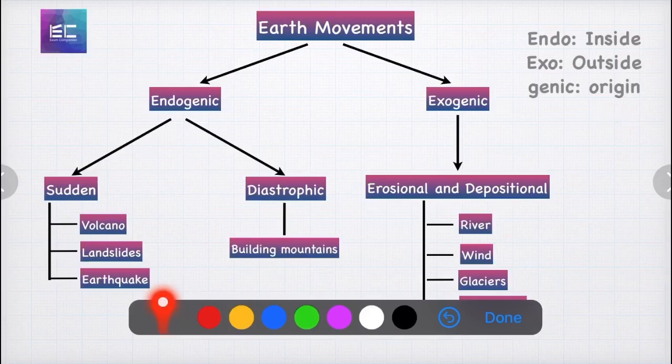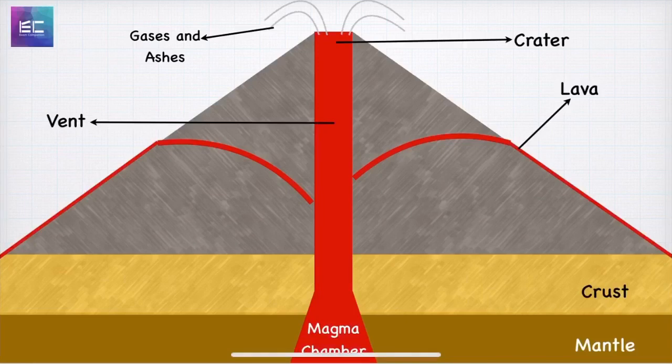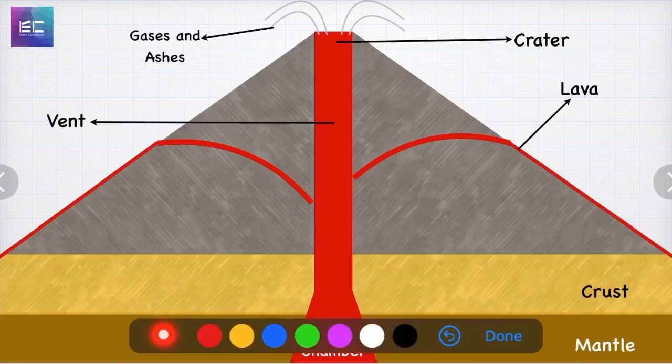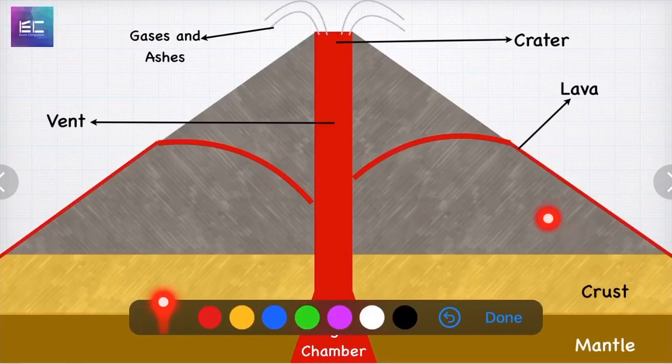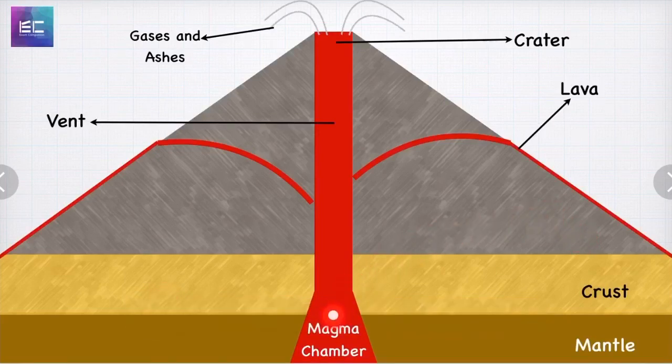Now, let's study about volcanoes. A volcano is a vent or opening in the Earth's crust through which molten magma erupts suddenly. Now remembering this diagram is very easy. Let's see how you can remember the names of all these. So you know that molten rocks are called magma. So there is a magma chamber. You are already familiar with the crust and mantle. So remembering these two names is not an issue.